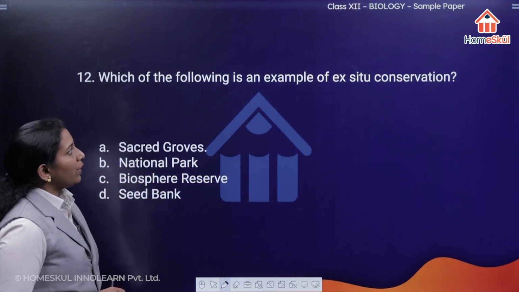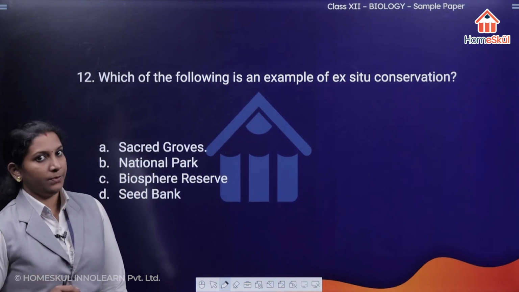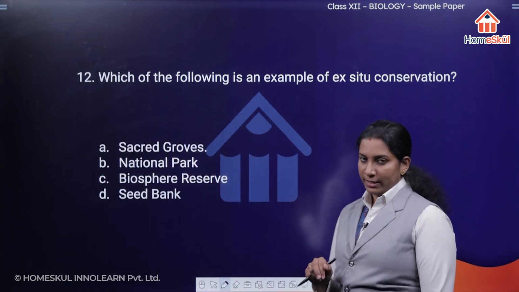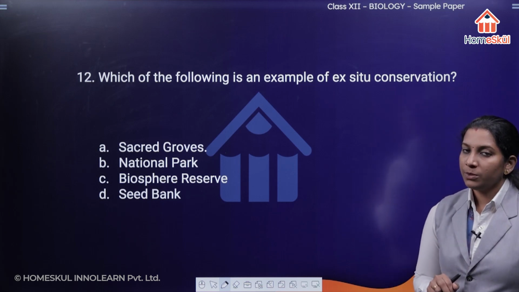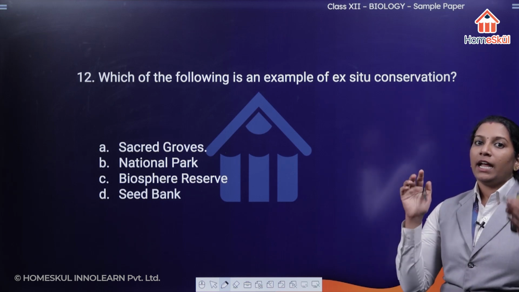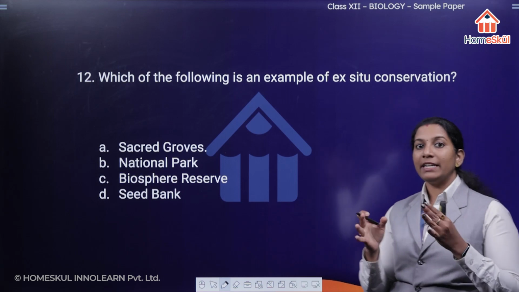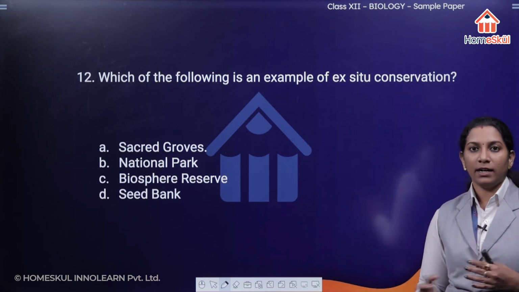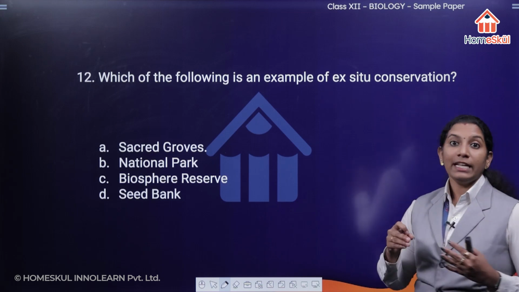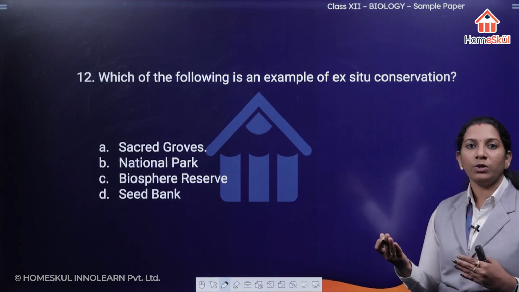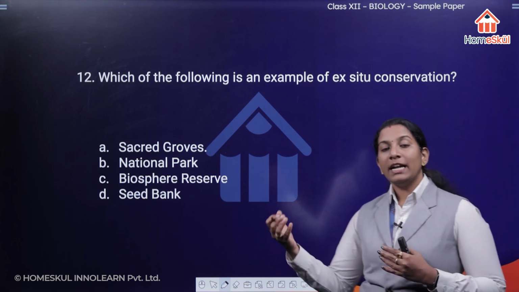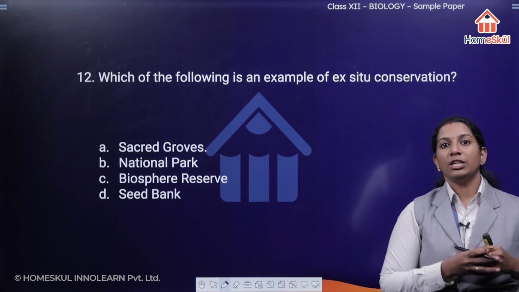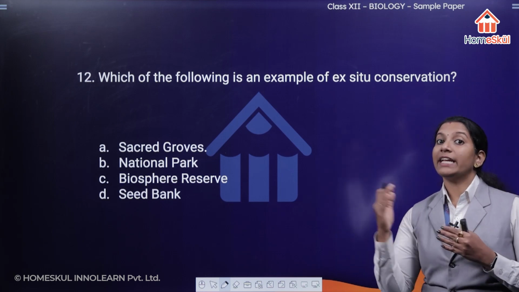Then, which of the following is an example of ex situ conservation? You studied well about ex situ as well as in situ conservation, right? So, in situ conservation, what will happen? An organism is being conserved in its natural habitat, without disturbing its natural routines, right? So, that is in situ conservation. But in ex situ conservation, an organism is taken from its natural habitat into an artificial conservation area, right? So, that is ex situ conservation.